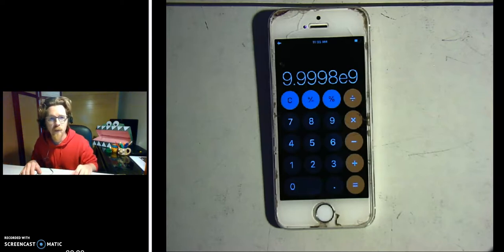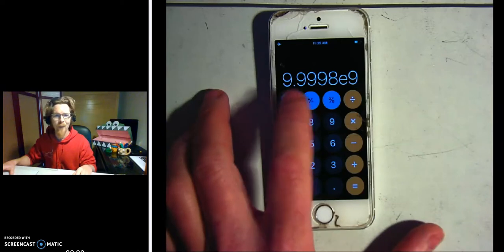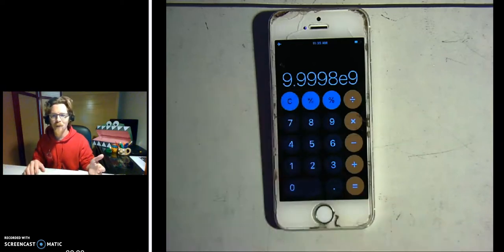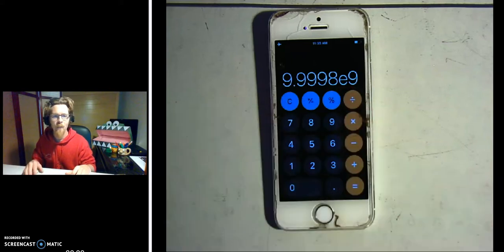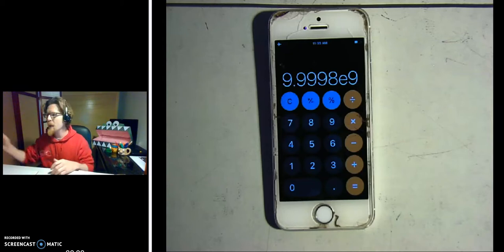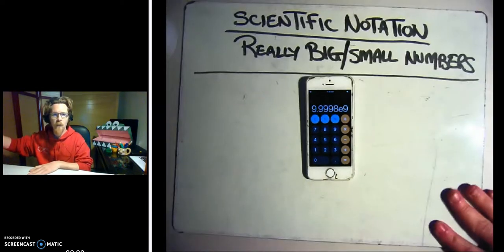Now I was shocked to see that my calculator told me I only had $9.99. And that was very confusing because I know I had more than that. So I look at this calculator and I see that it says e to the ninth. Now let's explore exactly what my calculator is trying to tell me about how much money I have. And this is going to have us talk about scientific notation.